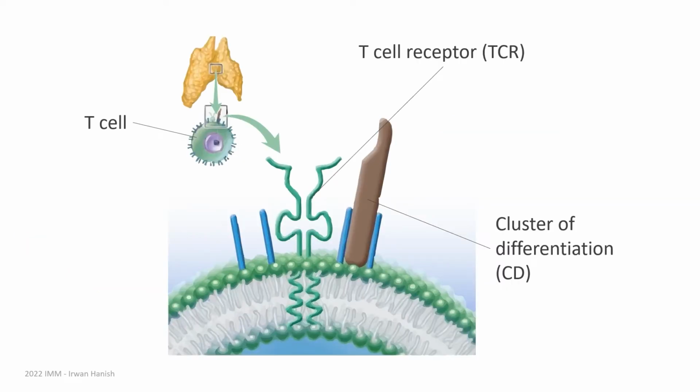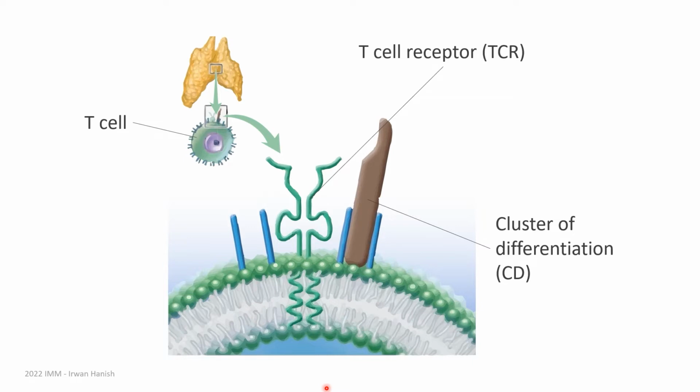CDs are short for cluster of differentiation. So these are naming conventions for molecules found on cell surface. We find them in proximity to our T cell receptor. The reason for that is co-stimulation. Well, let me explain it like this.